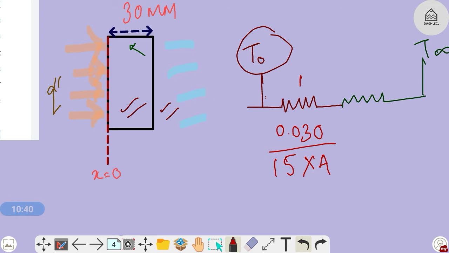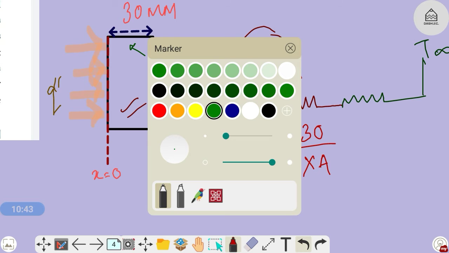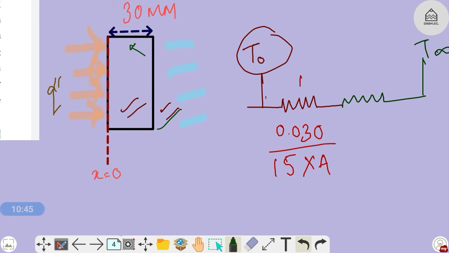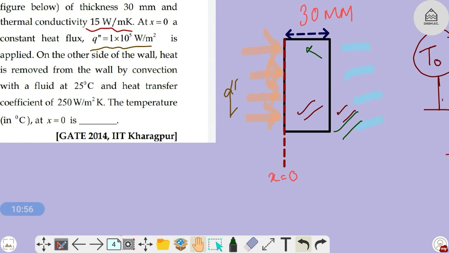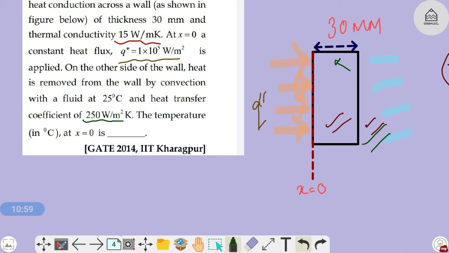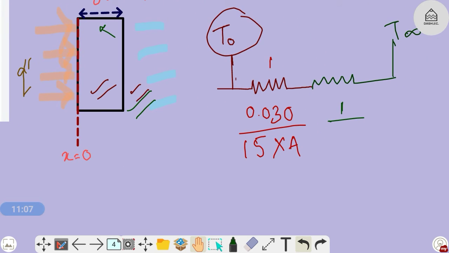Now the convective resistance will be 1 by hA. Convective resistance is 1 by hA, 1 divided by h. What is h? h is given in the question, the heat transfer coefficient, that is 250 watt per meter square Kelvin. So it is 250 into A, 250 into A.